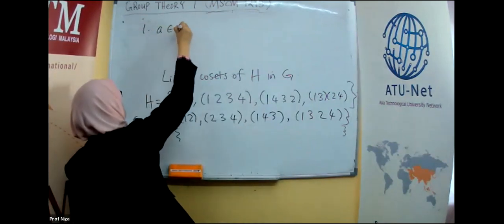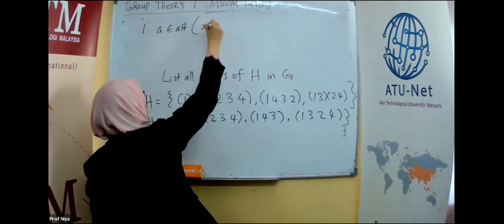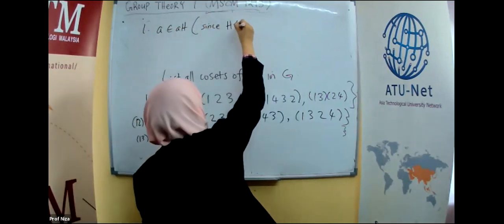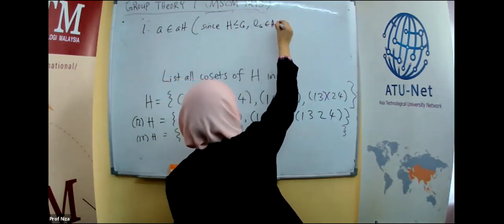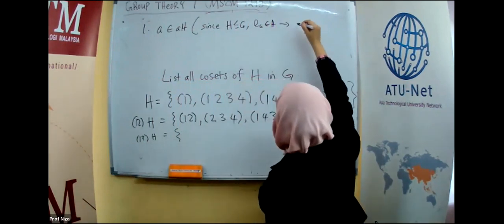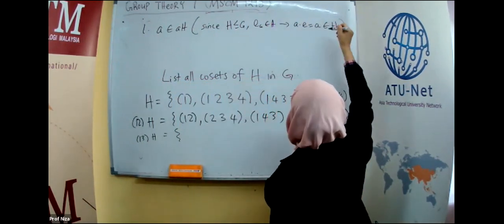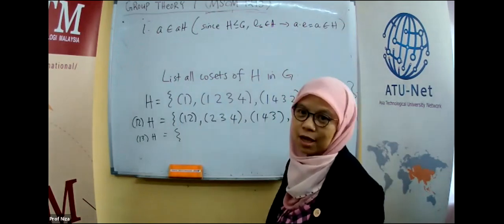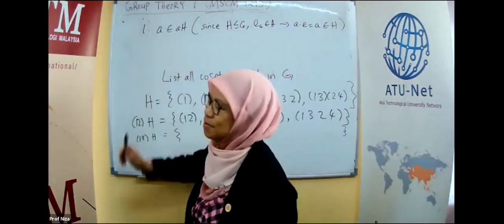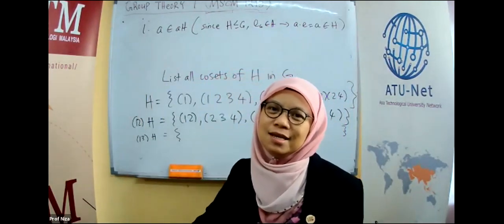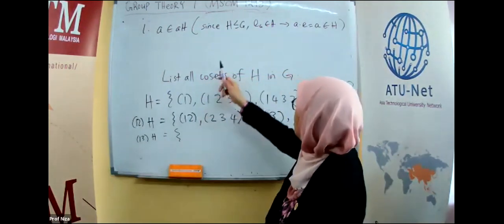A is always in AH. The proof is, since H is a subgroup of G, E is in H, and A times E is A. So this is it. I can give you this as a question to prove: prove that A is always in AH. Okay? And the proof is quite simple.